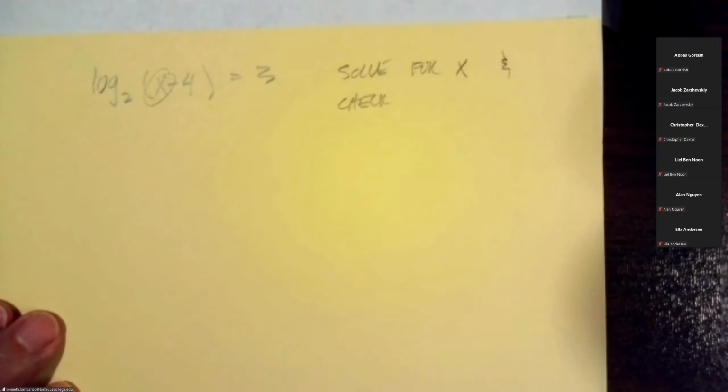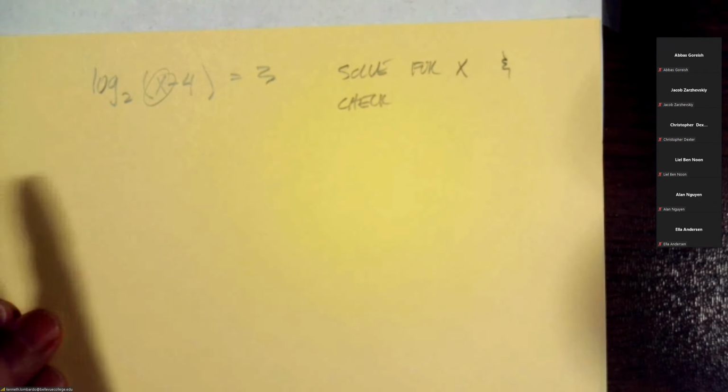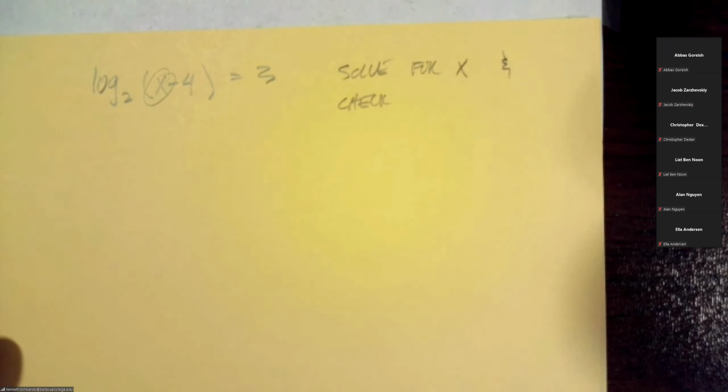So what approach could we use to solve log base 2 of x minus 4 equals 3? Have any ideas on how we might set this up to solve for that? New volunteer? Or I can call on a volunteer. Either way works.